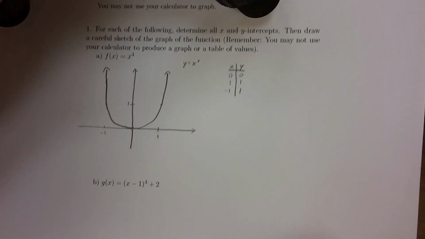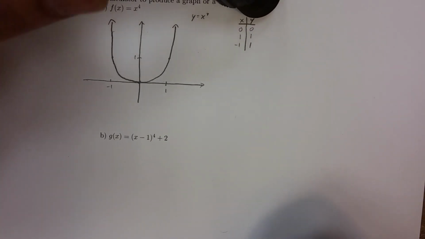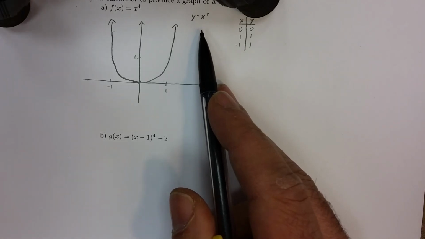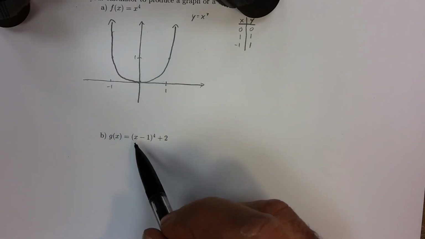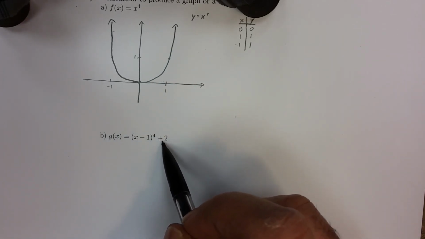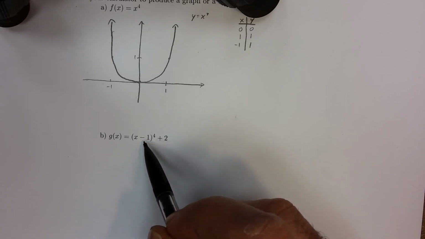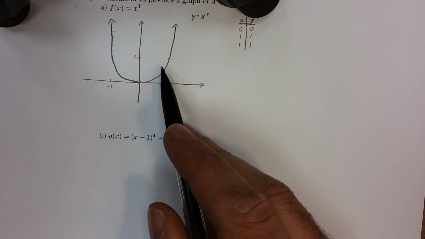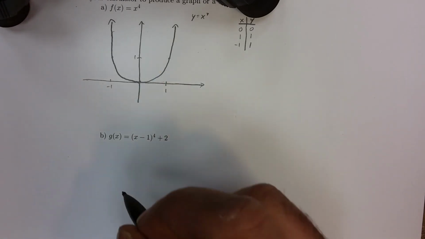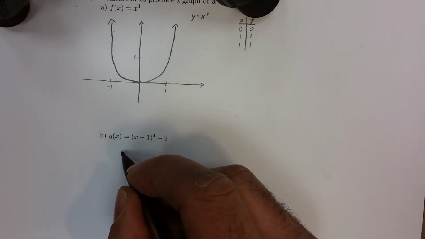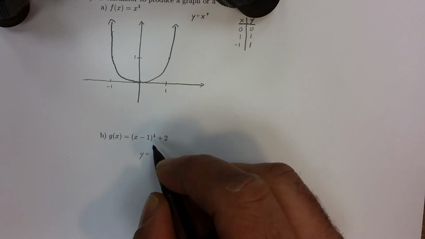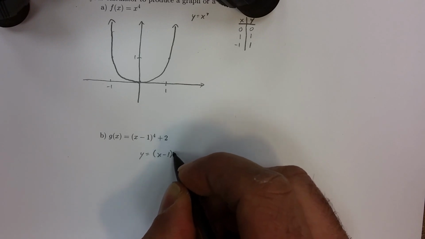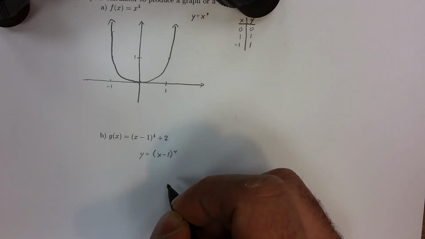Let's move on to part B. So in part B, again, we're building this thing off of the x to the fourth curve, the same curve we had up here, but we have x minus 1 to the fourth plus 2. So we've taken the x to the fourth curve, and we've done two transformations to it. So we already have the y equals x to the fourth curve. Let's graph y equals x minus 1 to the fourth power.